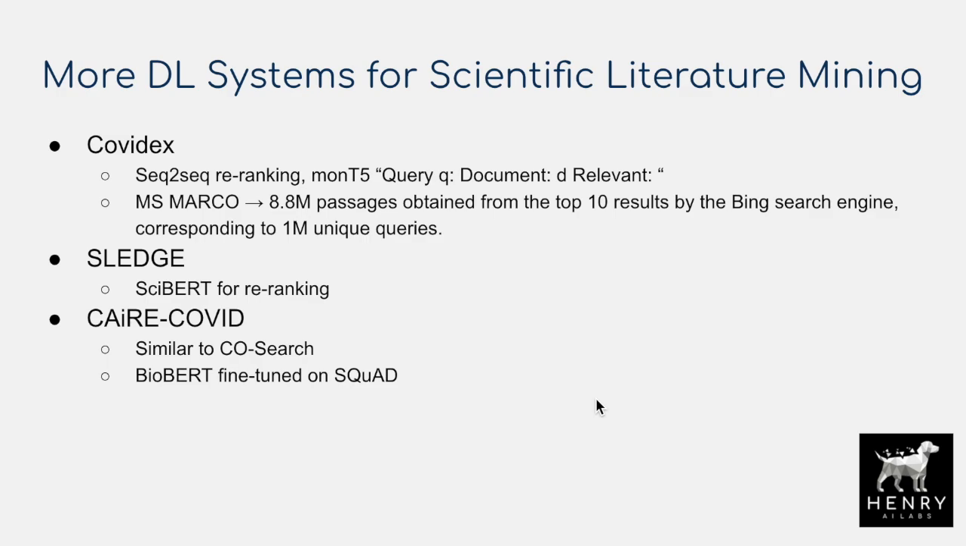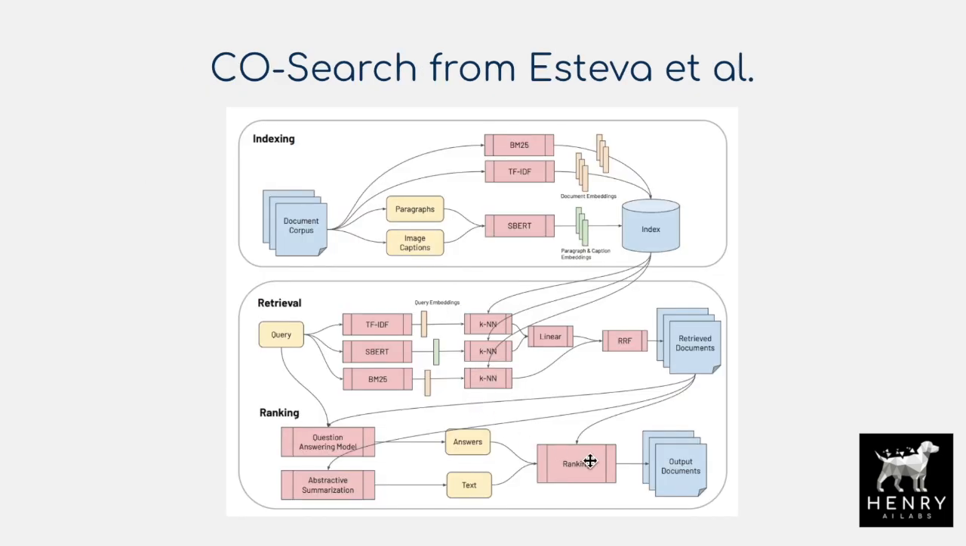So as we're reviewing these different deep learning systems and papers that have come out on the scientific literature mining task, it's noteworthy that they vary in these subtle ways. So the COVID-19 paper uses sequence-to-sequence re-ranking. So how do we particularly implement this re-ranking? Are we doing pairwise comparisons?